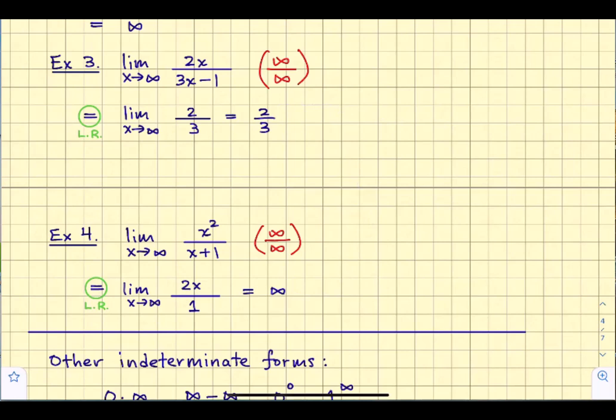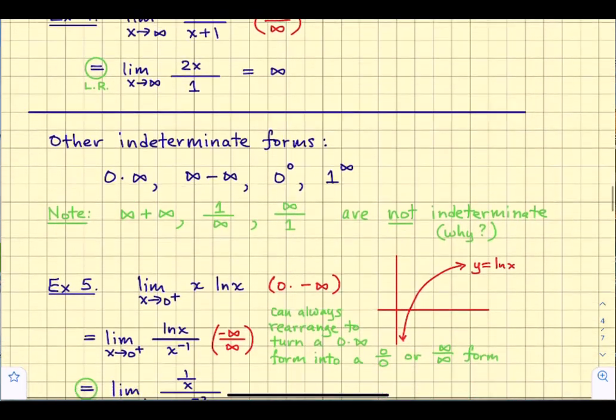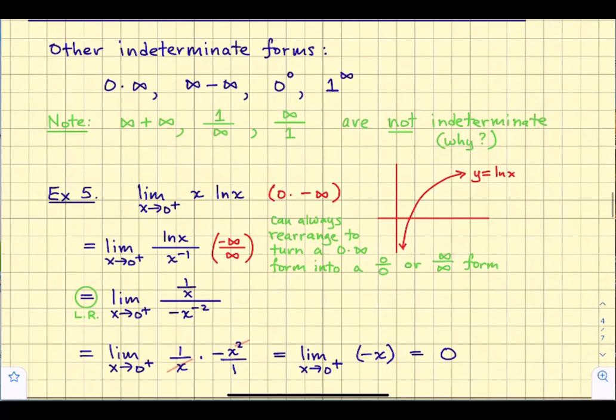I happen to just use examples here that were all infinity over infinity, but it could have easily been an infinity over a minus infinity or a minus infinity over a minus infinity. You'll see those kinds of things in the homework. So some other indeterminate forms that we need to be aware of are 0 times infinity, infinity minus infinity, and then we have the indeterminate powers, 0 to the 0 and 1 to the infinity.